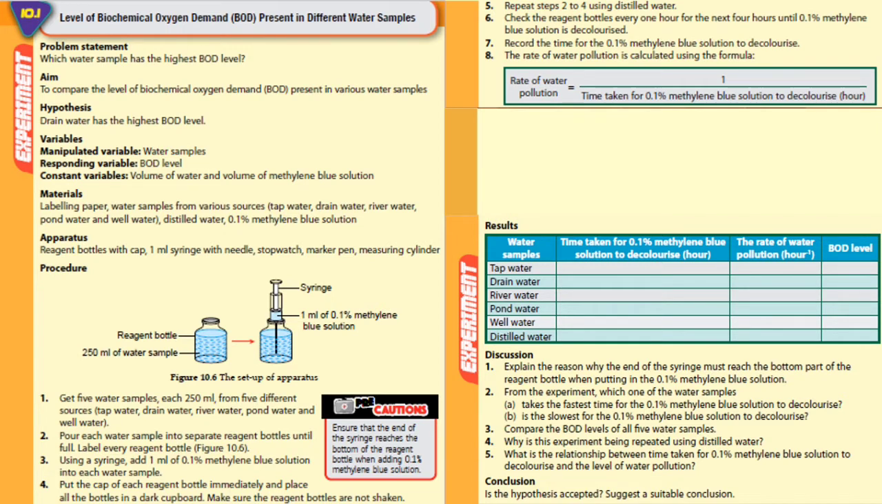the time taken for methylene blue solution to decolorise.